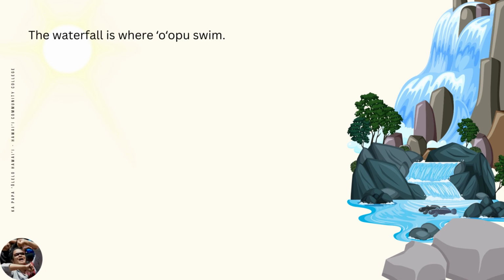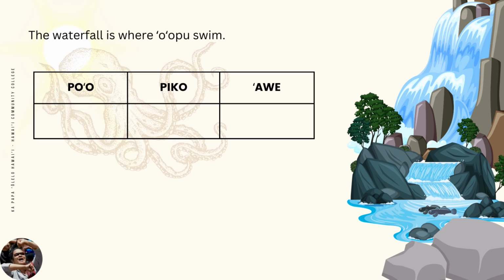Here is an example of a kēia kūlana sentence emphasizing a situation, which is a time or place. The waterfall is where hoʻopu swim. In this sentence, we want to emphasize the waterfall and not necessarily the hoʻopu swimming. Keeping our octopus metaphor in mind, remember that the poʻo begins every sentence. Because we want to emphasize the waterfall, we place the waterfall in the poʻo.